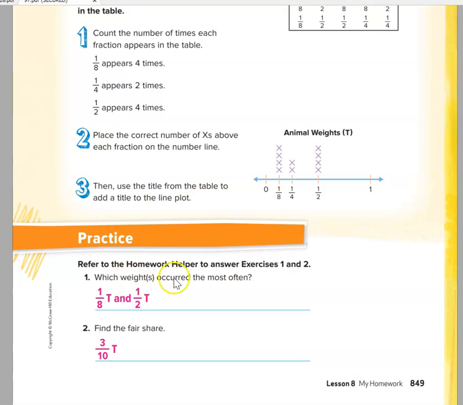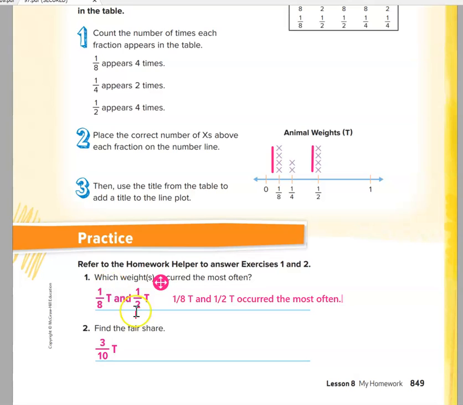Says here, which weights occurred most often? As you can see here, we can count up our 1/8, and there are 1, 2, 3, 4 of those. There's 1/8 tons for the animals there, and there's also 1, 2, 3, 4 for the half-ton animals. So ideally, I would have liked you to write an answer sentence here, saying that 1/8 ton and 1/2 ton occurred the most often. That would be the best answer sentence. If you could do that for me, that'd be great.